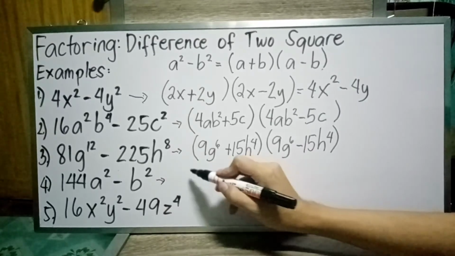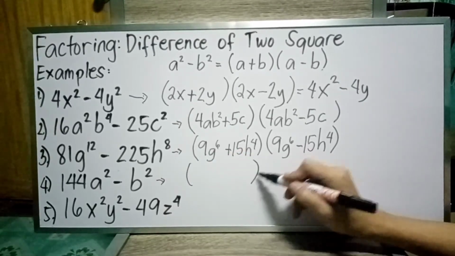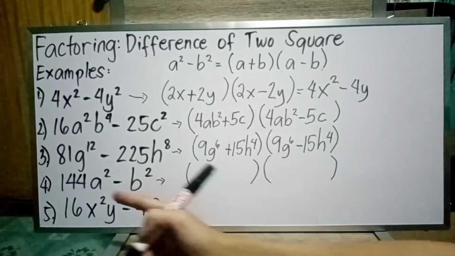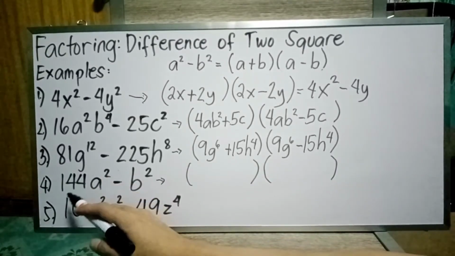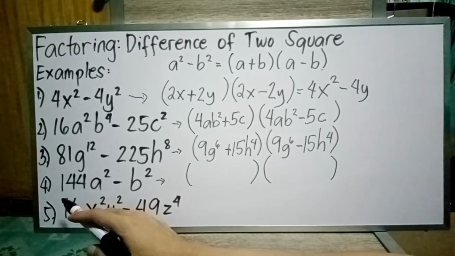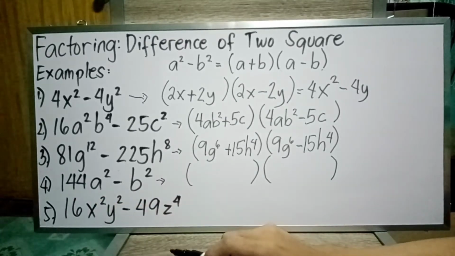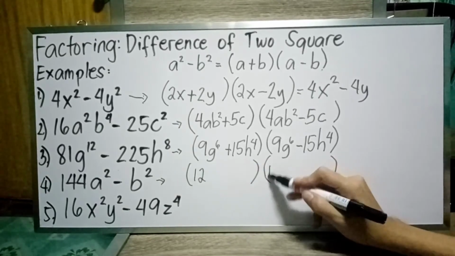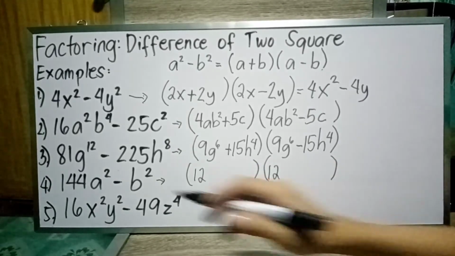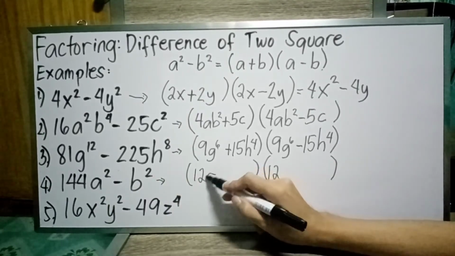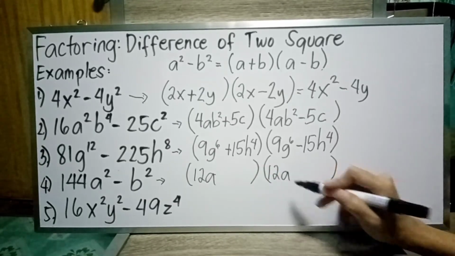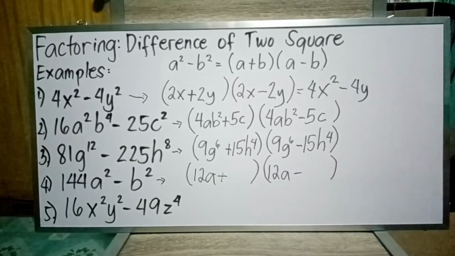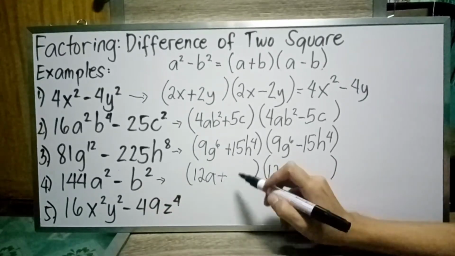Next. Following again the formula, we're going to write the parentheses right away. Next. What is the square root of 144? Okay, that is 12. 12. And then a squared, that is a, plus minus the square root of b squared, that is b.